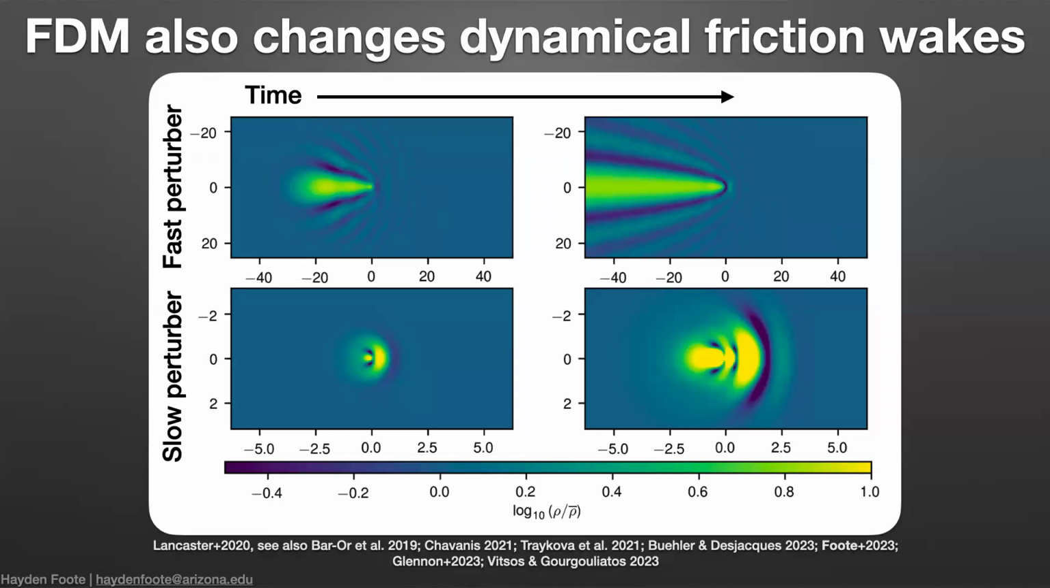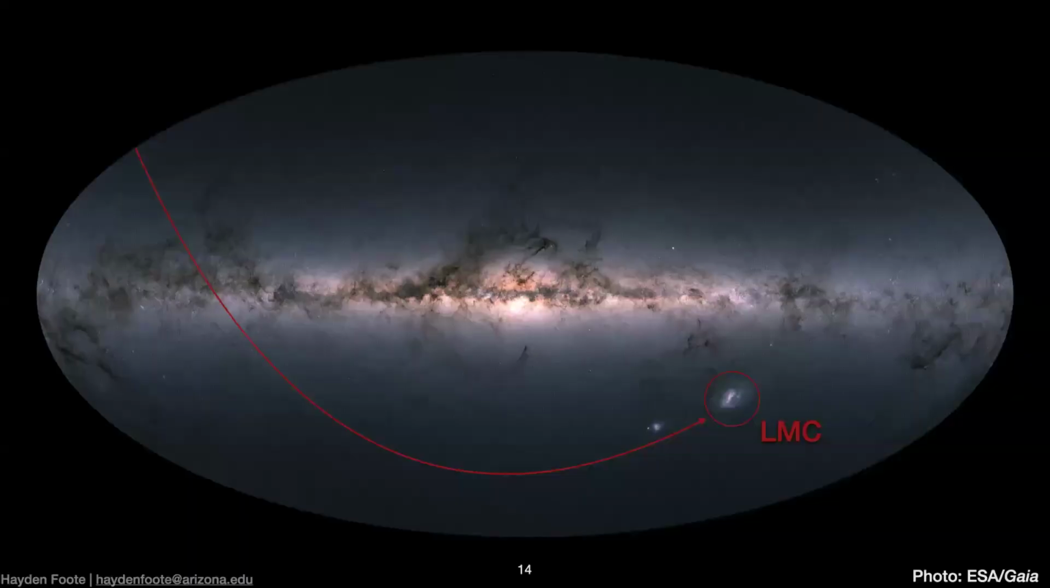And so this is an example of some of those dynamical friction wakes in fuzzy dark matter from Lachlan Lancaster. We have a fast moving perturber on top, a slow moving perturber on the bottom, time moves left to right. And again, you can see these interference patterns that show up in the fuzzy dark matter. Actually, if your perturber is moving slow enough, you can form some of the wake in front of the perturber, which can start pulling it forward as well. So that really affects the drag force that a satellite would feel. Okay, this is a good time to pause for more dark matter questions before I move on.